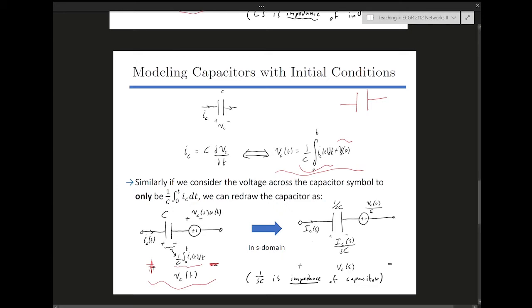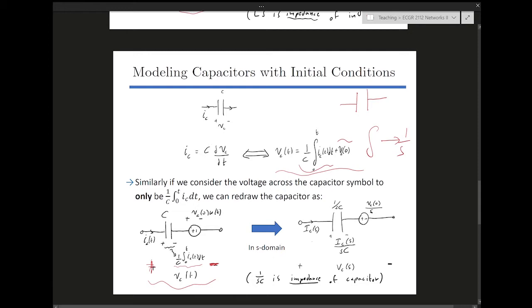The initial condition itself can be anything. VC0 can be anything, but in this model, because we're multiplying it by u(t), nothing happens for t less than 0. It's easy to go to the S domain now. Integration turns into multiplication by 1 over S. So we have 1/(SC), I/(SC). This is just a matter of turning integration into 1 over S.